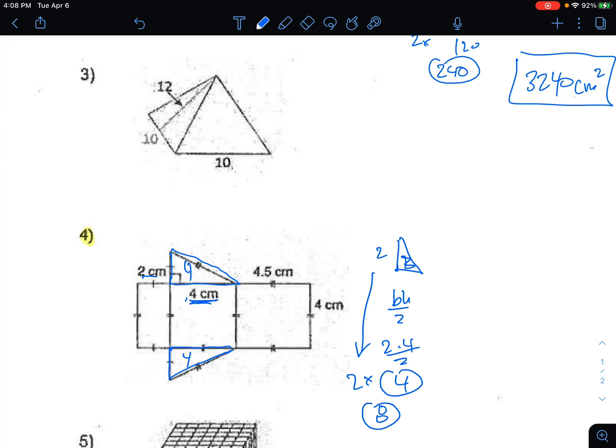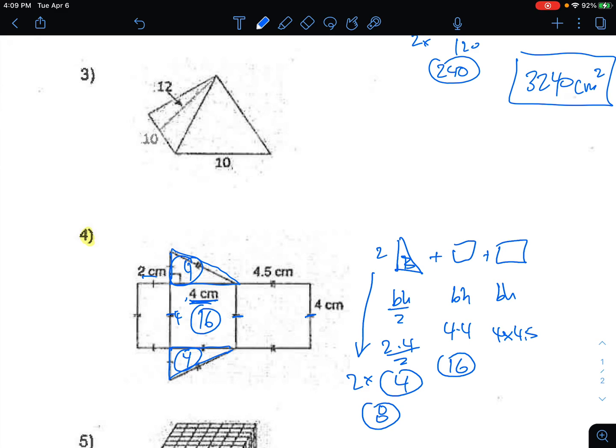Now, if you notice, this is 4, which means this is also 4, which means this is also 4, and this is also 4. So we've got this square right here, which is 4 by 4, which is 16. So this guy right here is 16. Let's do this square over here, base and height of 4 and 4.5. 4 times 4.5, which is, I don't know what that is off the top of my head because I'm bad with decimals. That's 18.